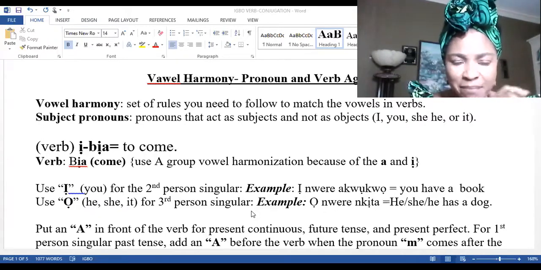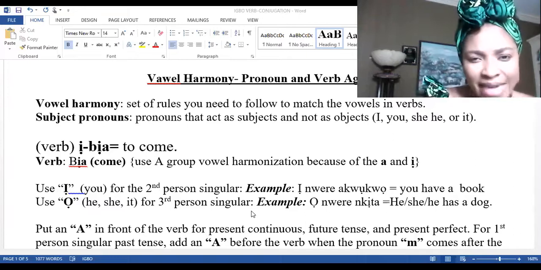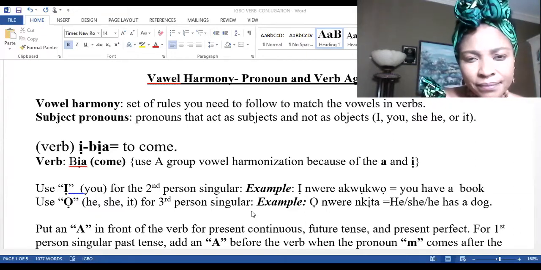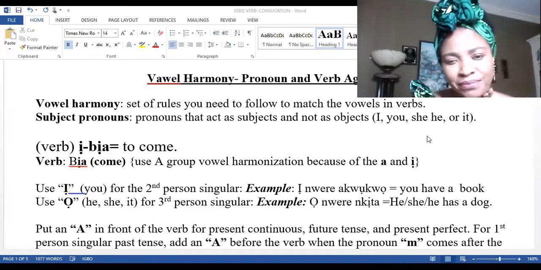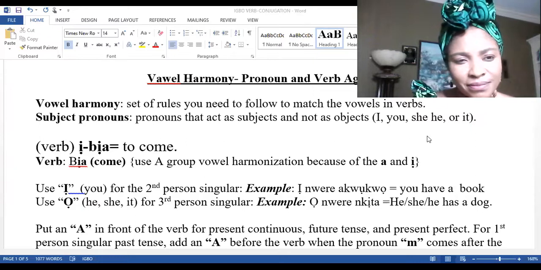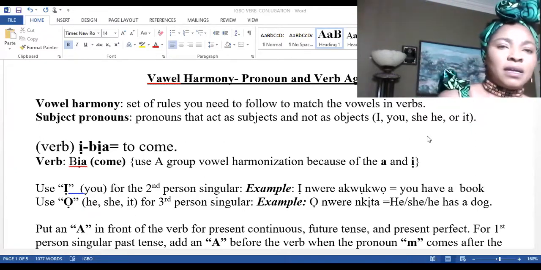Okay, now, Ihuoma. Somebody say the name Ihuoma. Is that Akonna? I say Ihuoma, raising hand. Go ahead and unmute yourself and ask your question. How will we be able to tell the difference between the A group and the E group if both an A and an E are in the word?